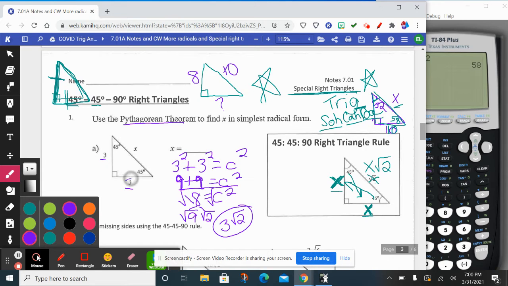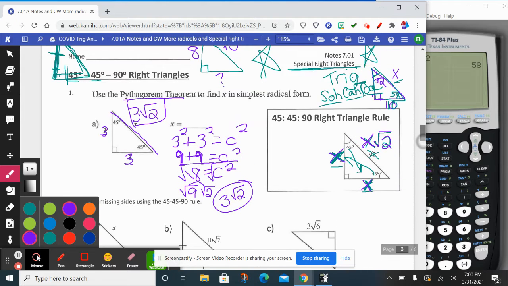So if this side is 3 and this side is 3, then the hypotenuse is going to be 3 square roots of 2. That's our rule. Right? So if you have a given measure x and another given measure x, then the hypotenuse is that measure times the square root of 2.